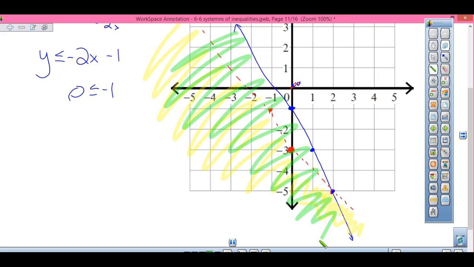And where's my overlap? Everything in this part where they're both shaded, right? You can make it darker. Okay, so this section is kind of hard, right?